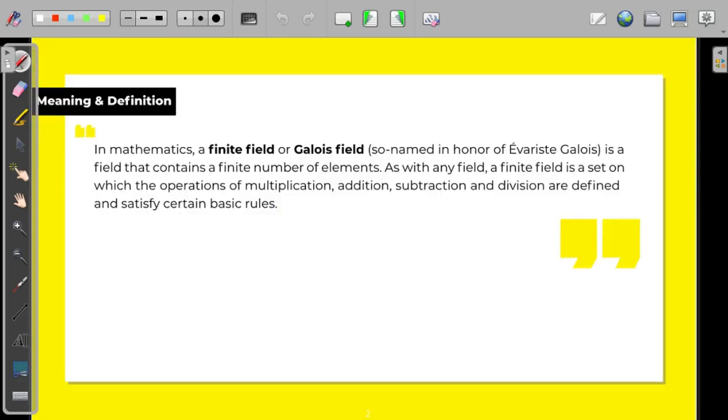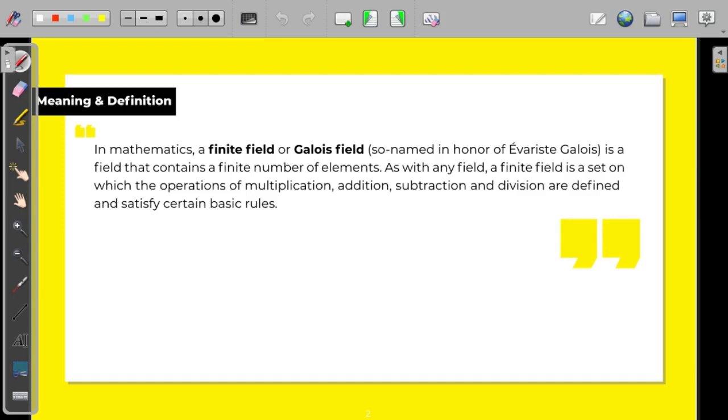Finite field or Galois field, sorry for my pronunciation. In mathematics, a finite field is called a Galois field in the name of Évariste Galois, who was a 17th century mathematician, quite a genius person actually. It is a field that contains a finite number of elements, and as with any other field, it has certain operations like multiplication, division, addition and subtraction.